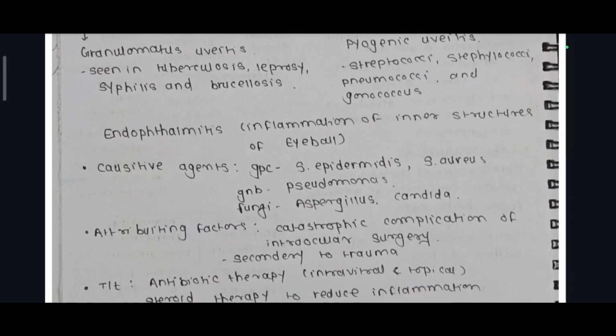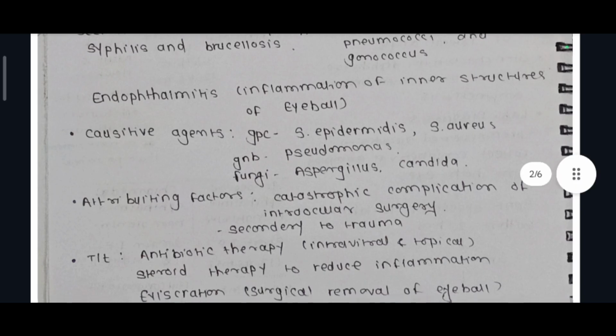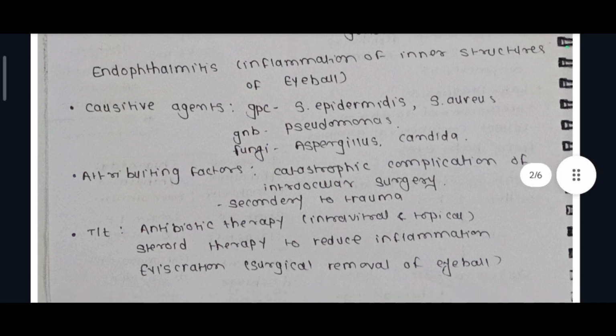endophthalmitis. So what is endophthalmitis? Endophthalmitis is the inflammation of the inner structures of the eyeball. The causative agents for endophthalmitis are, first, gram positive cocci, which are Staphylococcus epidermidis and Staphylococcus aureus. Then gram negative bacteria, which are Pseudomonas, and after that fungi, which are Aspergillus and Candida.